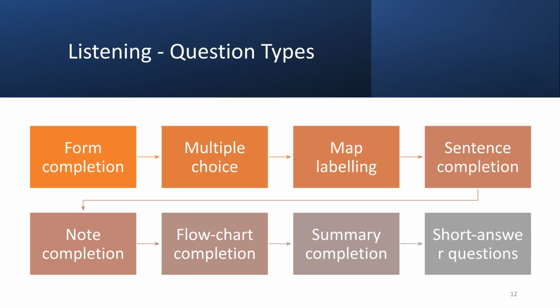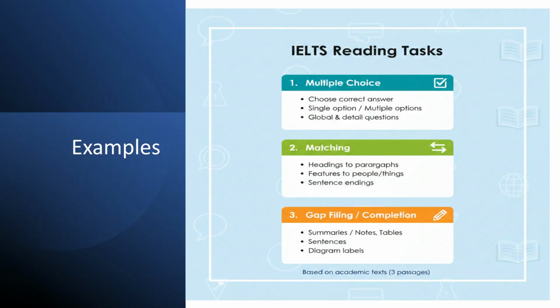The types of questions in the listening section include form completion, multiple choice, map labeling, sentence completion, note completion, flowchart completion, summary completion, and short answer questions. Here is an example of a completion question from Part 1, where you complete the notes below with 1 word and/or a number for each answer.